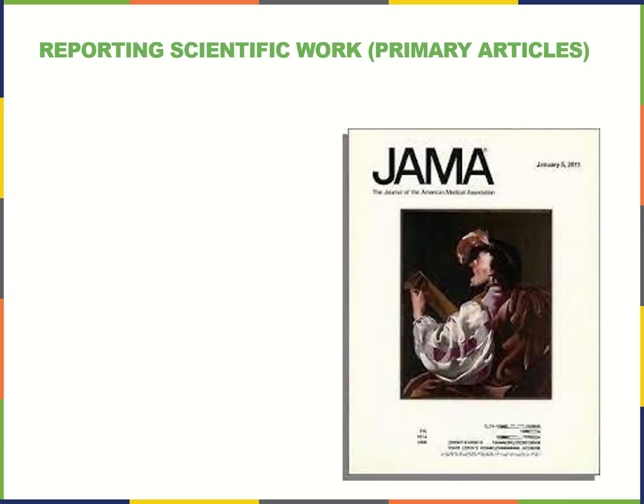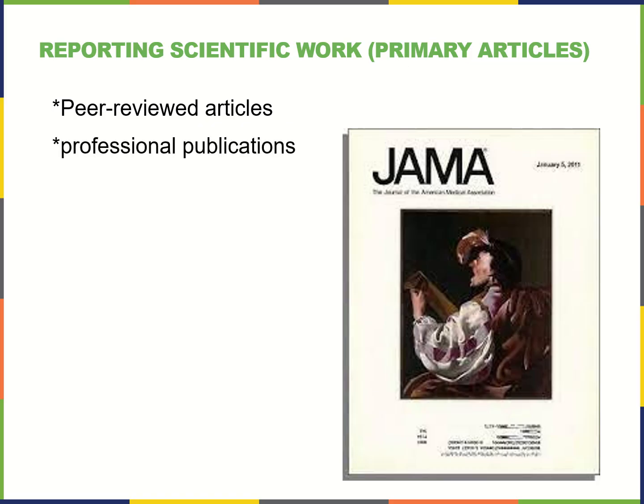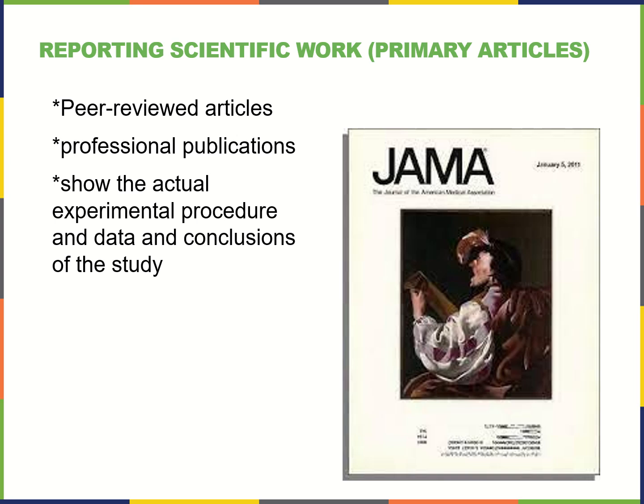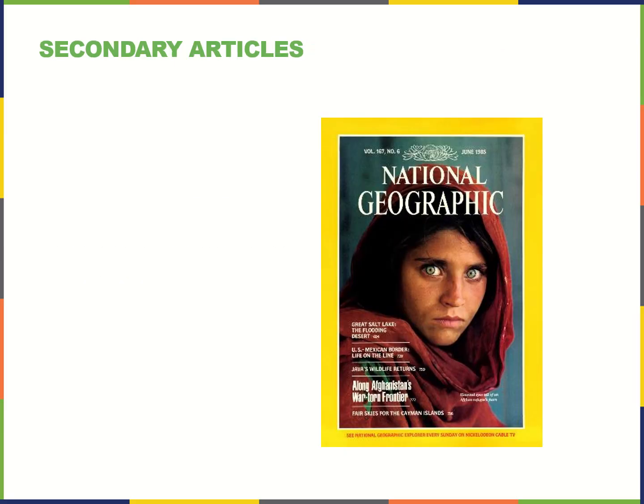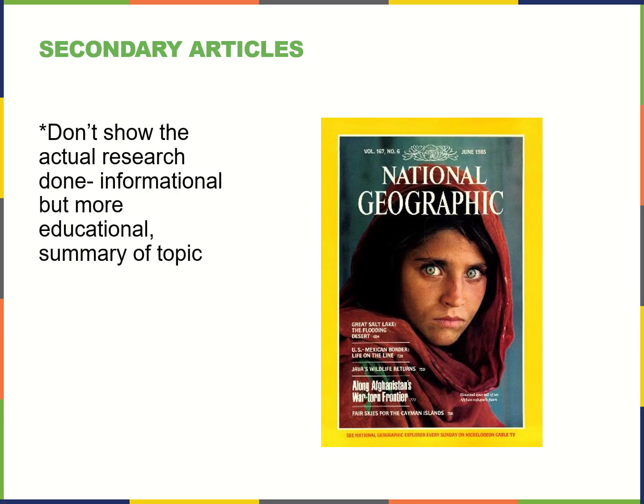When we report scientific work, because again, like I said, scrutiny by the community is a vital part of science. We use journals, peer-reviewed journals, and professional publications, things like the Journal of American Medical Association, that's a big one. They show the actual experiment, the procedures, the data, and all the conclusions that come with it, versus secondary articles, which are usually a little bit more educational, a little bit more easy for the general public to consume, that are more readily available and break down information into easier chunks.